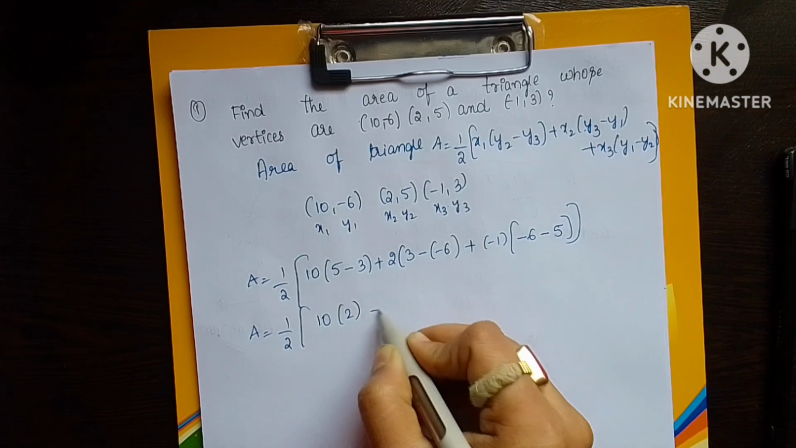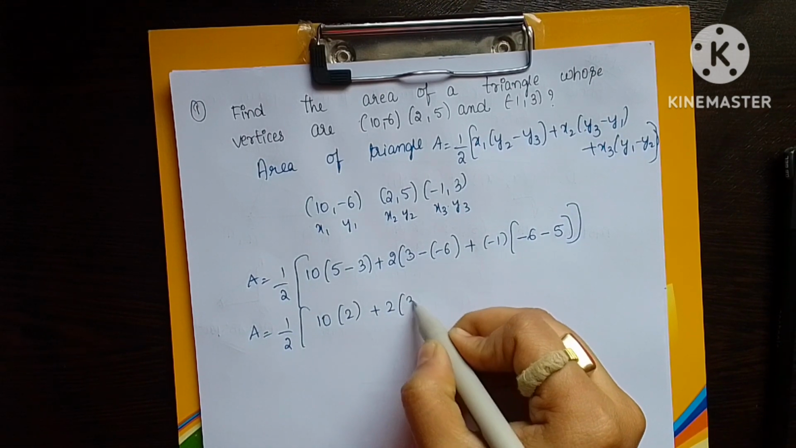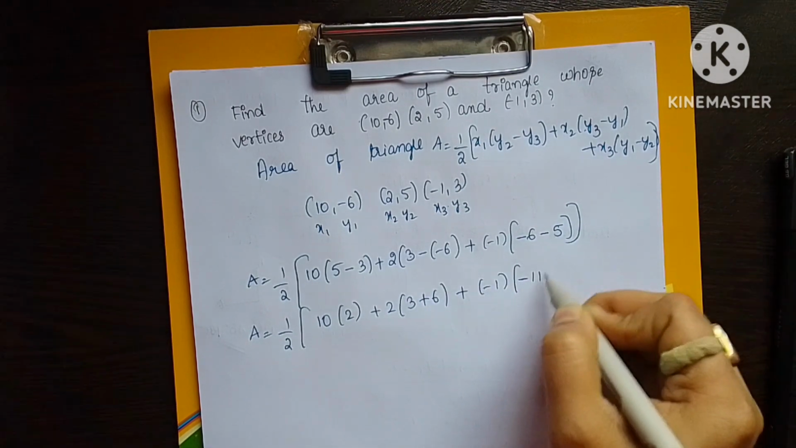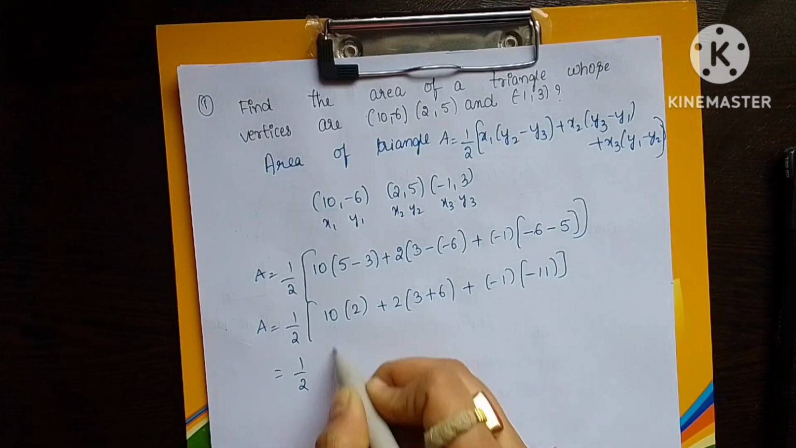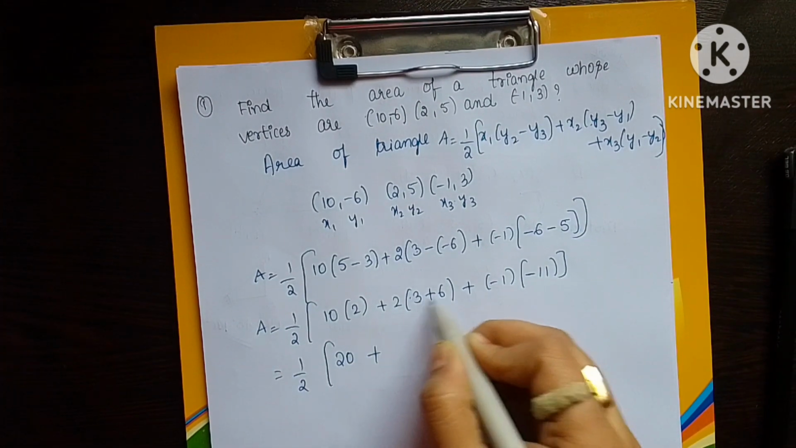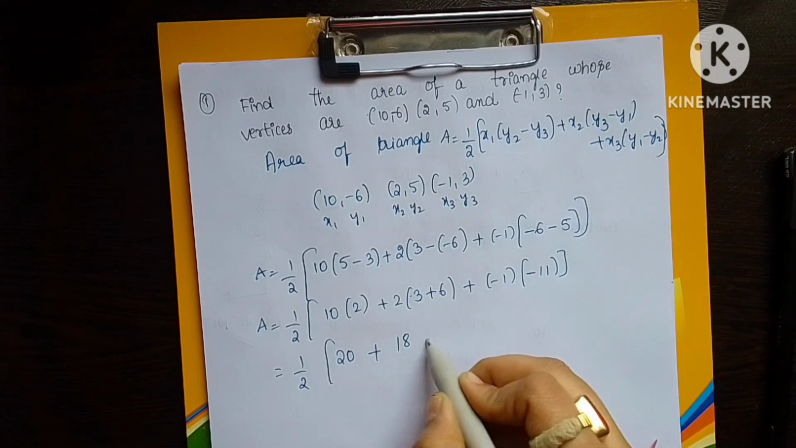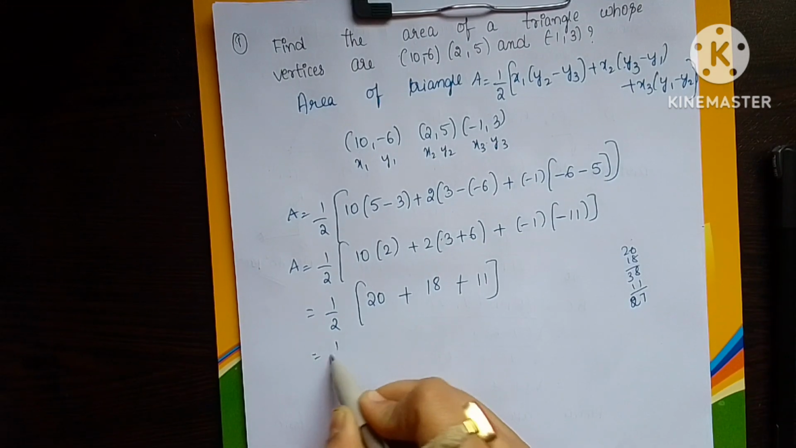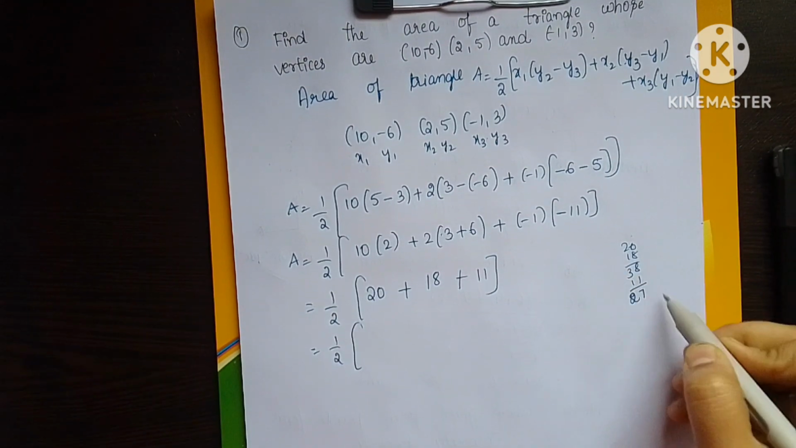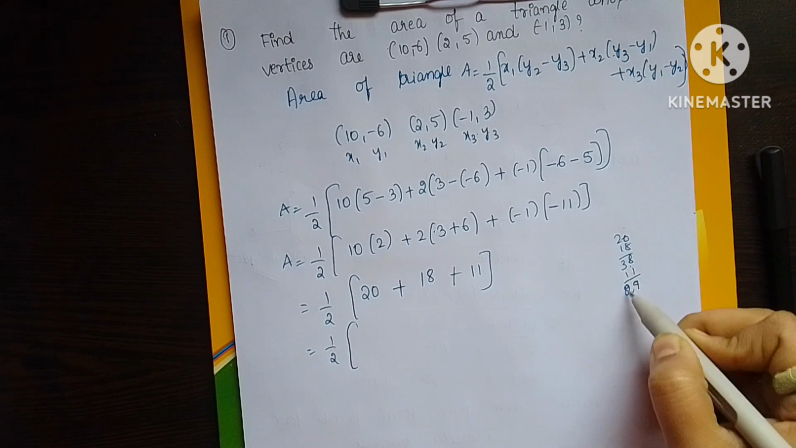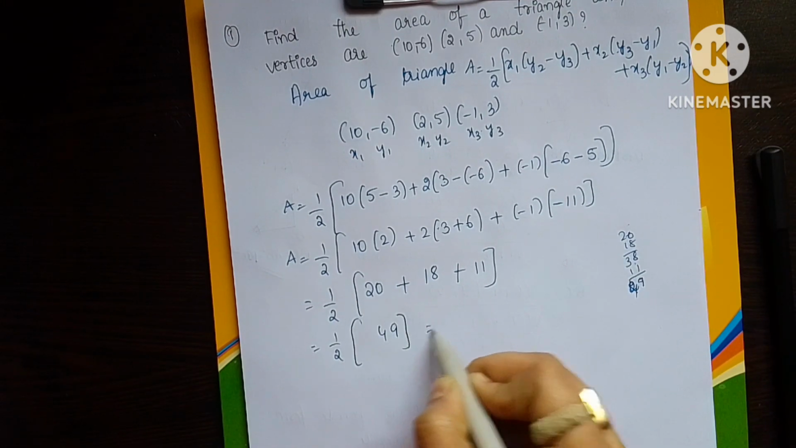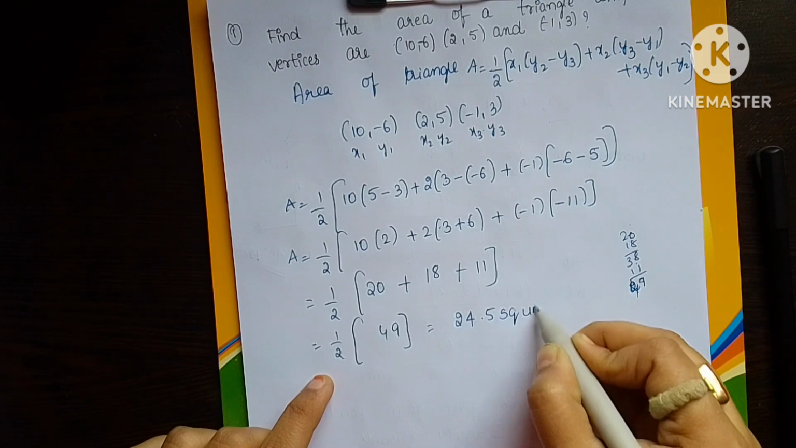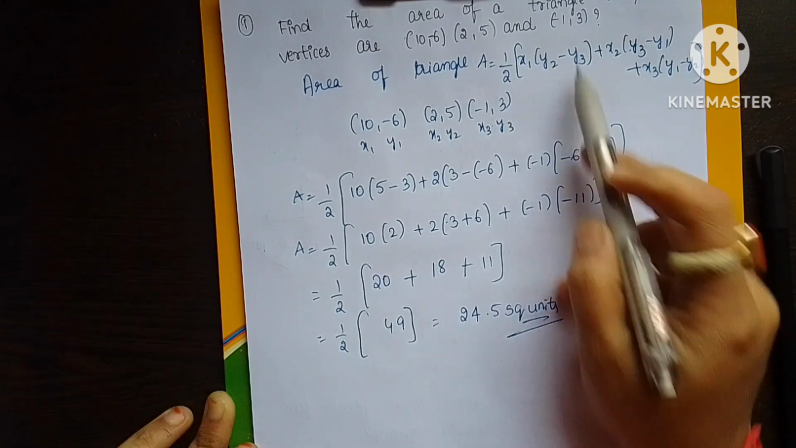1 by 2, 10 of 2 plus 2 into 3 plus 6 plus minus 1 into minus 11. 1 by 2, 20 plus 18 plus 11. So 1 by 2 of 49. We will get here 24.5 square units. This is the answer for the area of the triangle.